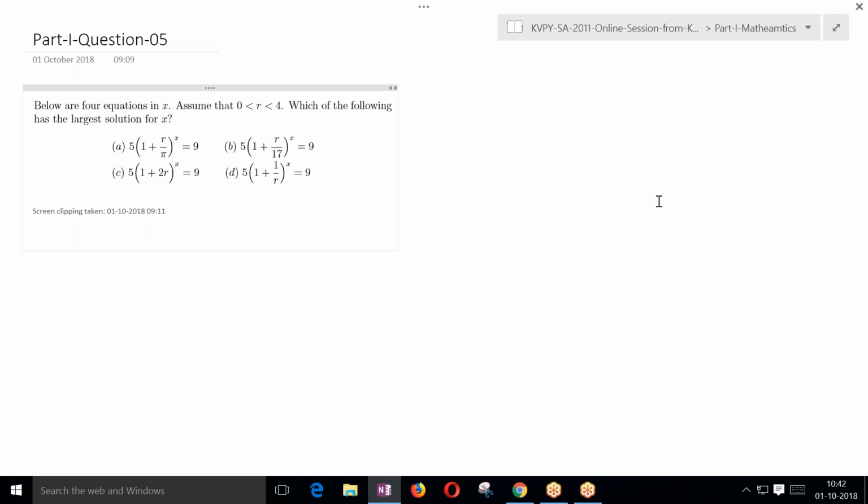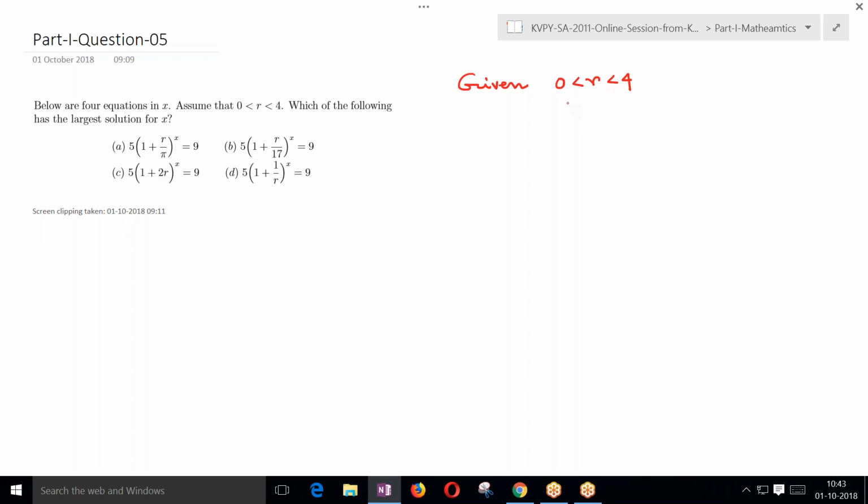So now there are 4 equations given. Out of these 4 equations, we need to find which equation has the largest solution. How to approach? The approach is very important here. Are you going to solve all these equations? No. If you're going to solve all these equations, it will take a very, very long time. So you need to think some other way. Okay. So what is given here? It is given that 0 < r < 4.